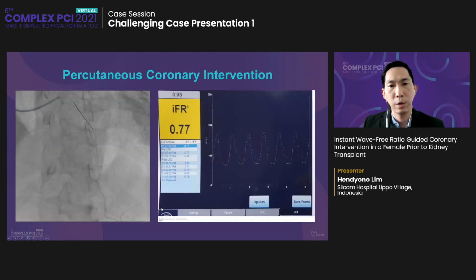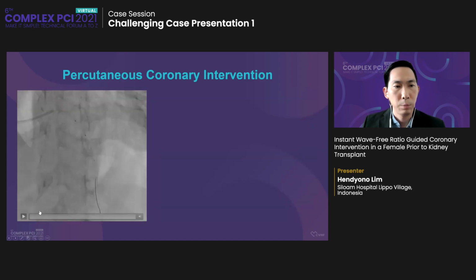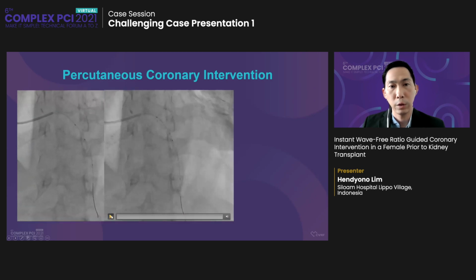We can find the estimated pressure ratio is around 0.77. It means the stenosis is flow limiting. So we decided to continue the procedure with a pre-dilatation balloon in the mid LAD and also stenting with a drug-eluting stent in the mid LAD.